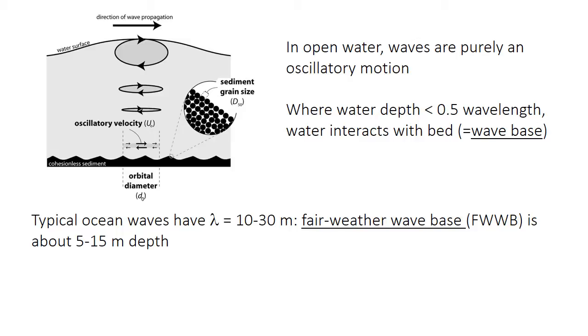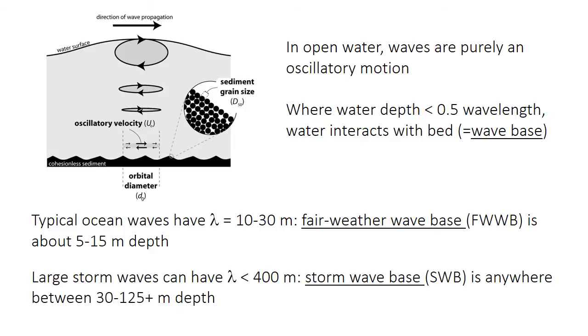Typical fair weather normal waves have wavelengths on the order of 10 to 30 meters. So this means that they interact with the seafloor when the water depth is around 5 to 15 meters. That depth is what we call fair weather wave base. Storm waves, on the other hand, can have much larger wavelengths, up to maybe 400 meters in rare cases like really big hurricanes. So they affect much deeper parts of the seafloor, maybe anywhere between 30 to 125 meters depth. So that depth where storms actually start affecting the bottom is called storm wave base.